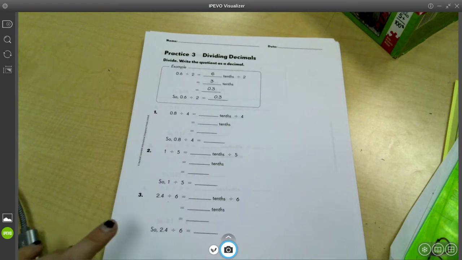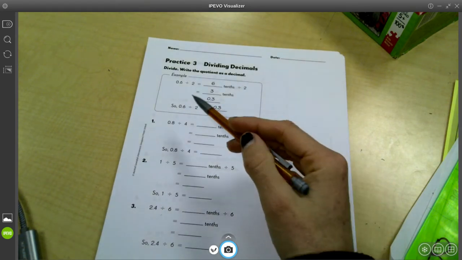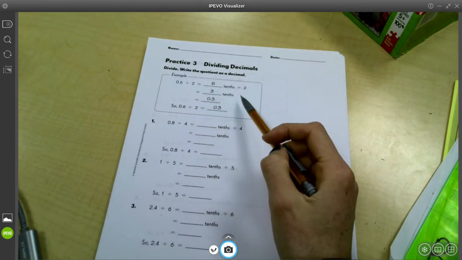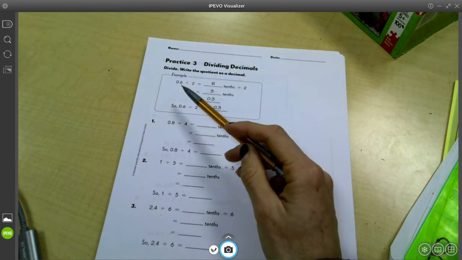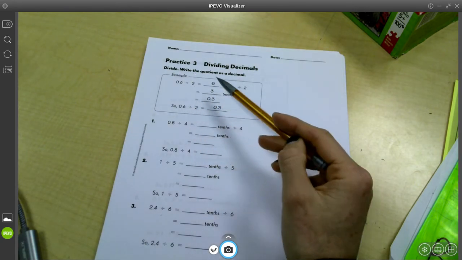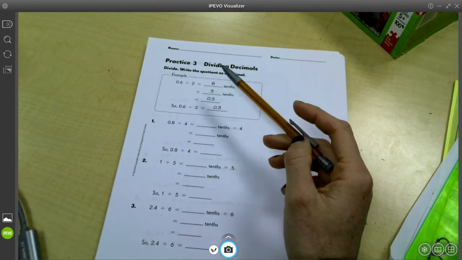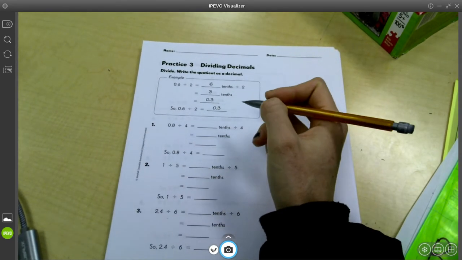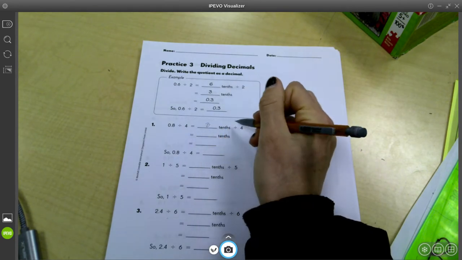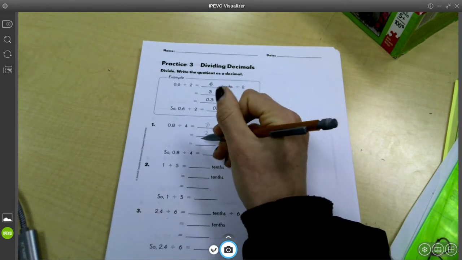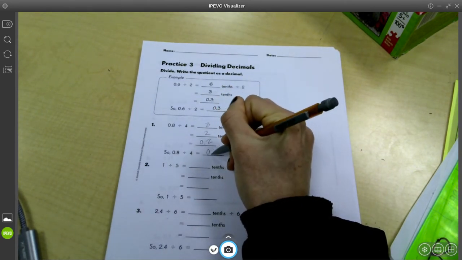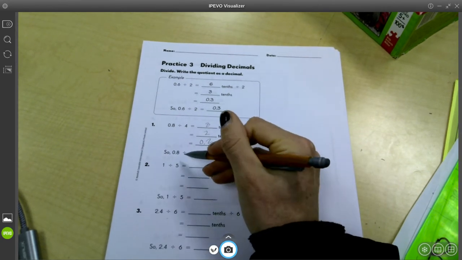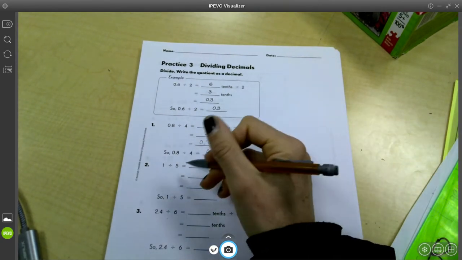All right, dividing decimals. Big time, guys. Okay, so again, we're thinking about our estimation. If I have less than 1 and I divide it by 2, I'm going to end up with even less than 1. So if I have less than 1 and I divide it by 4, I'm going to end up with even less than 1. So 8 tenths divided by 4 gives me 2 tenths, 2 tenths, 2 tenths, and 2 tenths times 4 is 8 tenths. So that helps me.